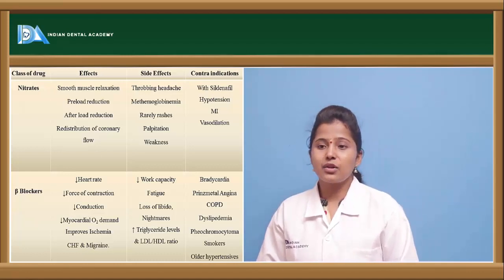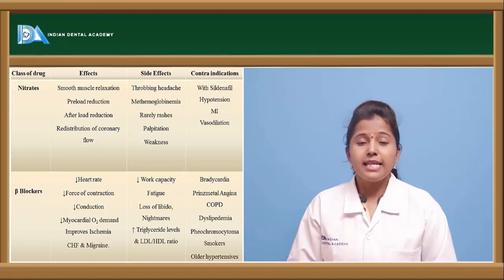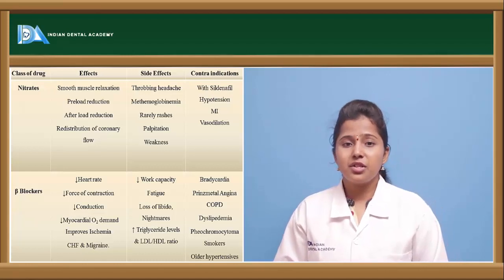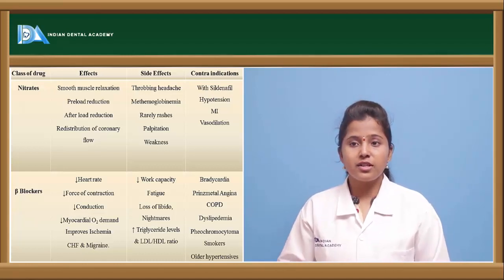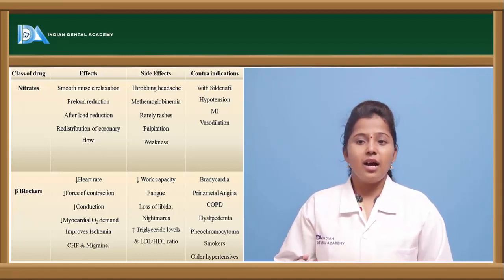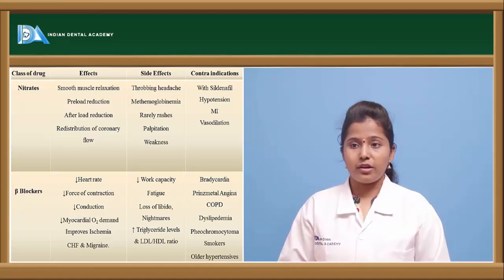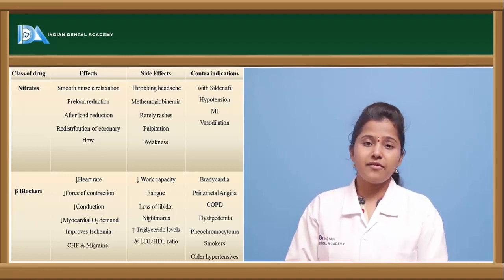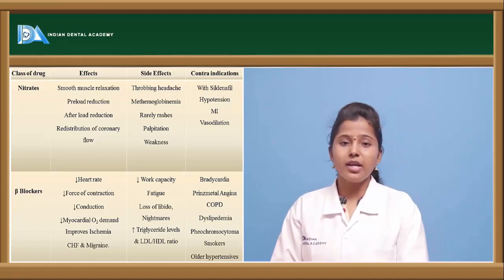And the other class of drugs are beta blocking agents. These beta blocking agents have various uses, like they are used in hypertension, they are used in arrhythmia, they are used in angina, and various other uses of beta blocking drugs. And let us see the effects. What are the effects caused by these beta blocking drugs?